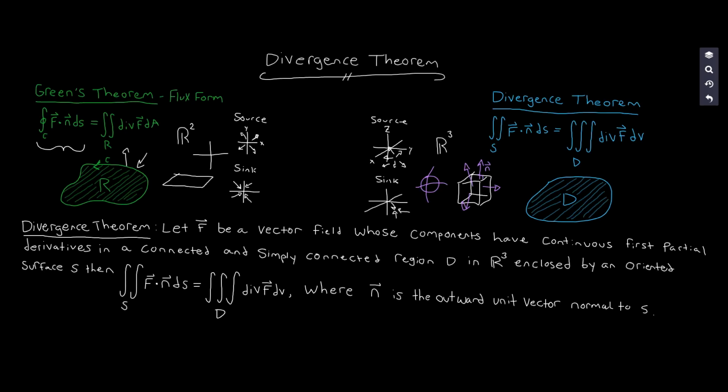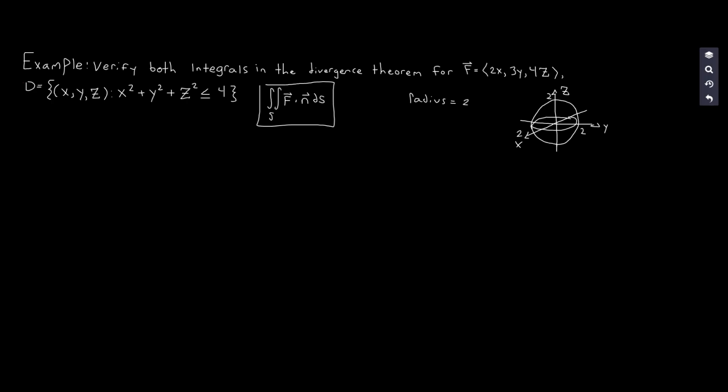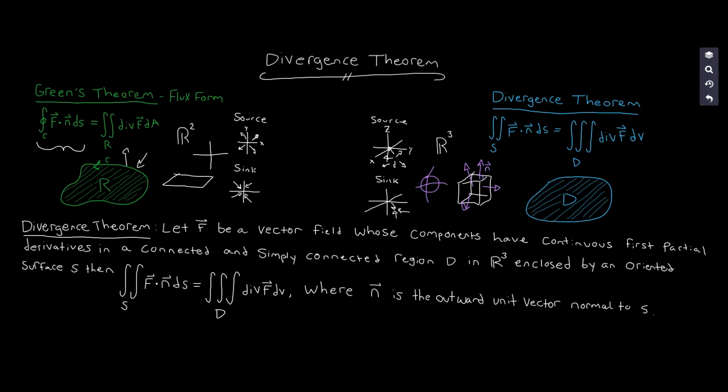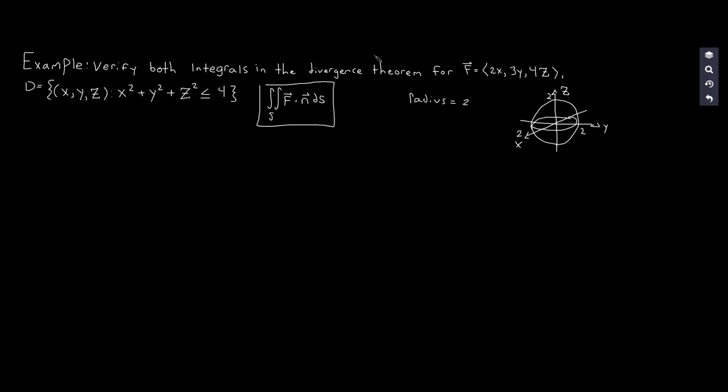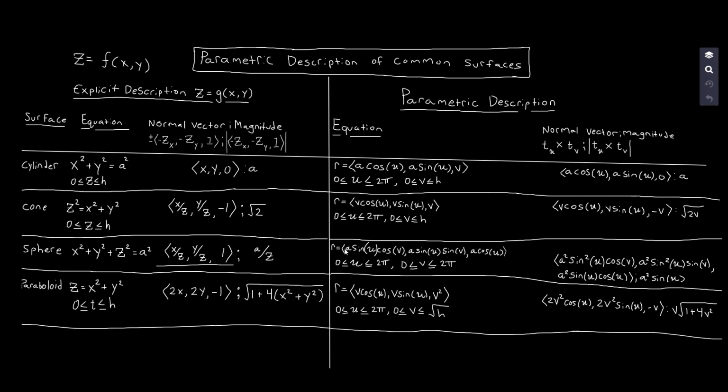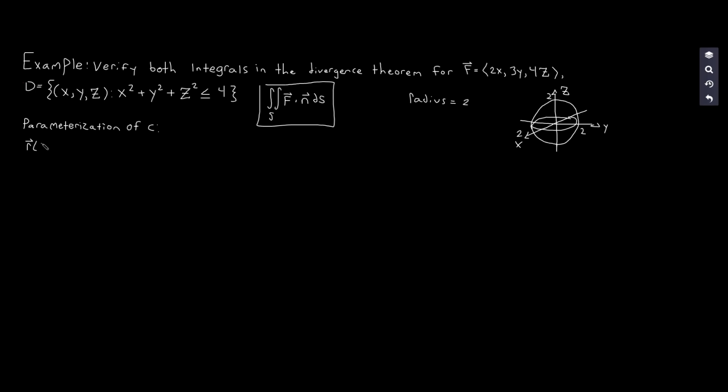Now, I'm using the divergence theorem. It's asking me specifically to verify both integrals in the divergence theorem for this specific vector, and that's why I have the surface integral formula here. z is not explicitly solved for, so I need to parameterize this. This is a sphere, so I am going to parameterize it using our chart. We're looking for vector r of t.